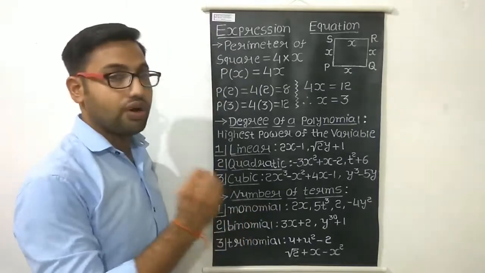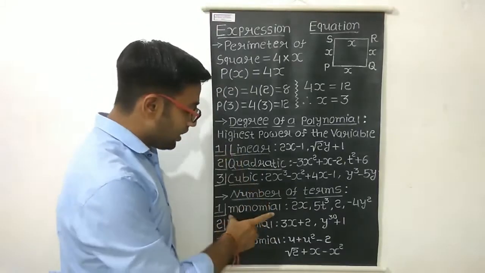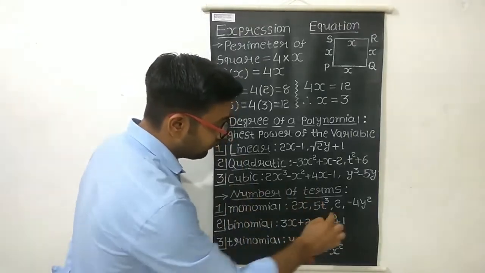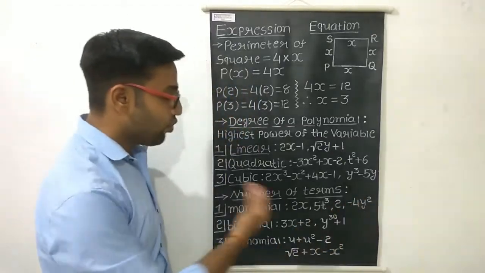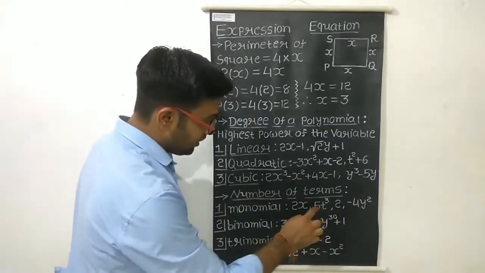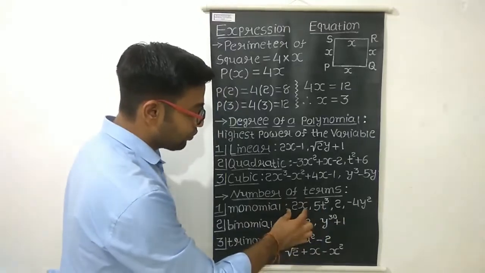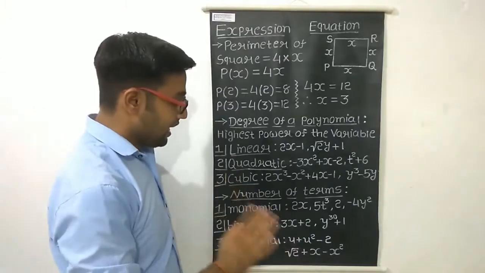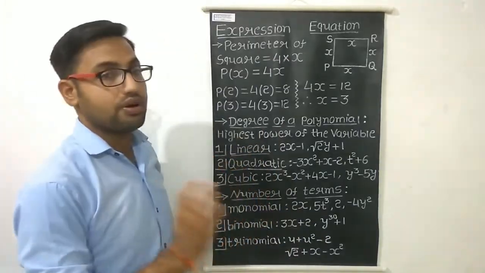Monomial, mono means 1. So if there is only one term in the polynomial, it is called a monomial, like 2x, 5t raised to 3, and minus 4y cube. These are all examples of monomials. Notice one thing here: the power of the variable here is 1, so the degree of this polynomial is 1. The degree of this polynomial is 3. So it has nothing to do with the degree of the polynomial. We have to consider only the number of terms.